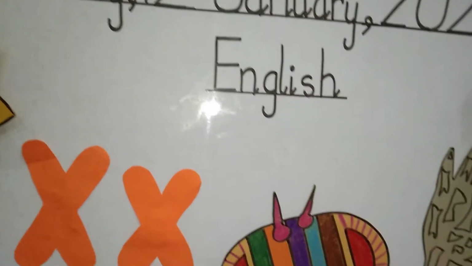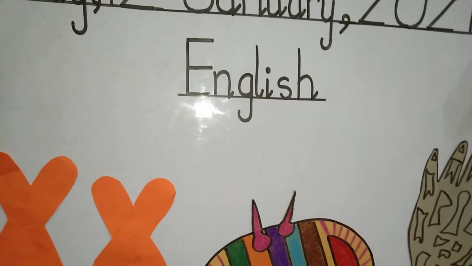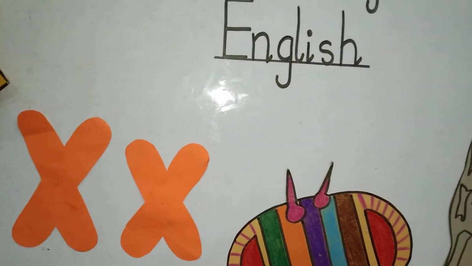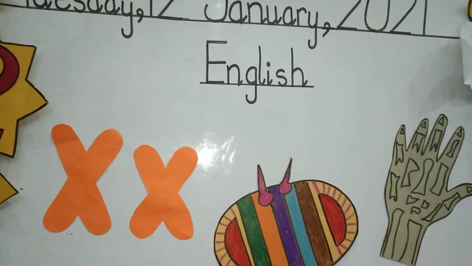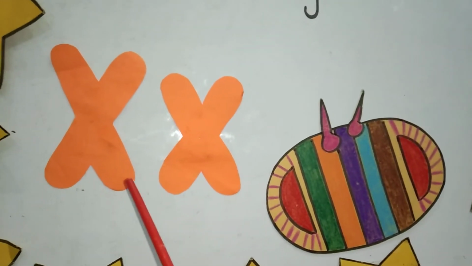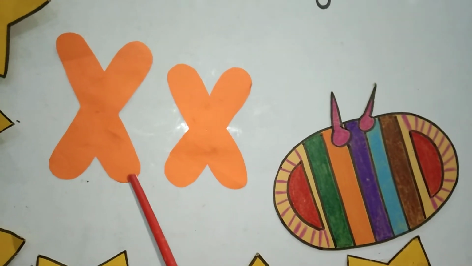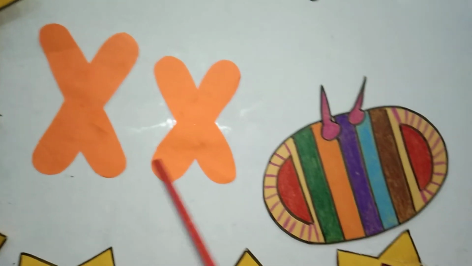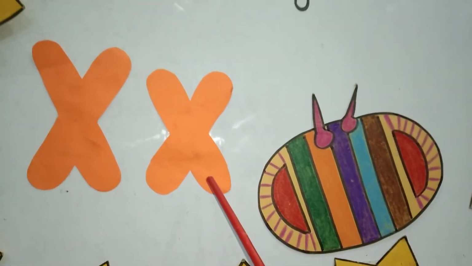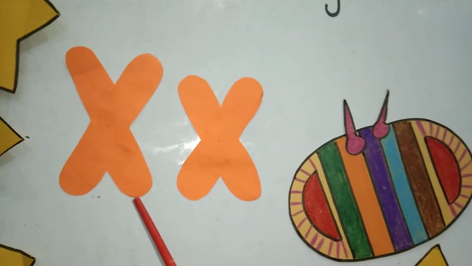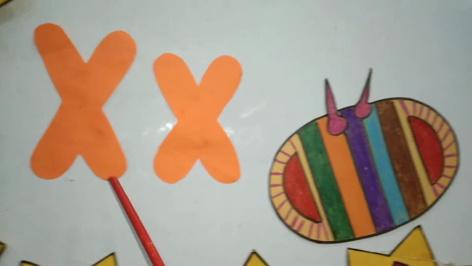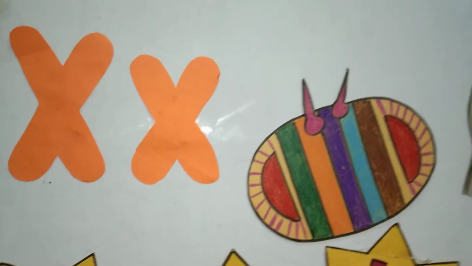Okay, class, today we will learn a new letter. Do you know which letter we are learning today? Look at the board and tell me which letter is this. This is capital X and this is small x. Capital X, small x.